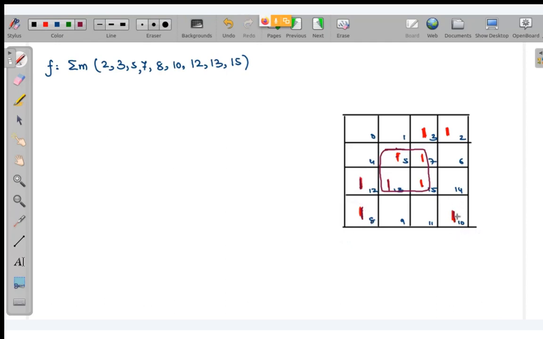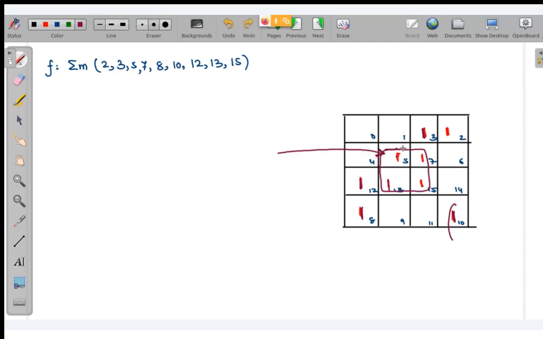Now check for this one. Either it can group like this, or it can group like this. So this is also not an essential prime implicant. What about this one? It can either group like this, or it can group like this also. So this is also not an essential prime implicant. So the essential prime implicant over here is this one. Only this is the only essential prime implicant group.